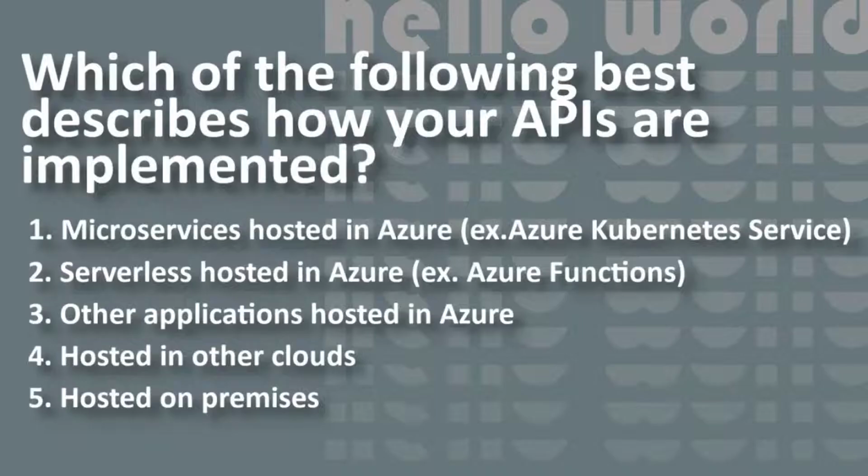We start a question of the day. That's a way for you to ask questions to the audience. So do you want to share that question? Yeah, so we have a question today, which you can answer in the chat and on Learn TV or anywhere you're watching from. Our question is, which of the following best describes how your APIs are being implemented? Whether that's microservices hosted in Azure, serverless hosted in Azure, or other applications or other clouds or even on-premises. We're just looking to do a roll call of where everyone's coming from.